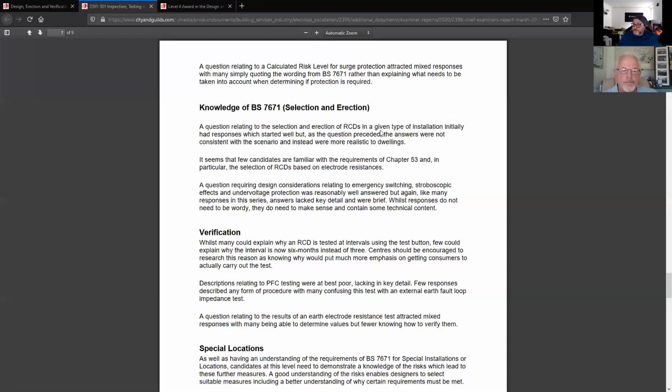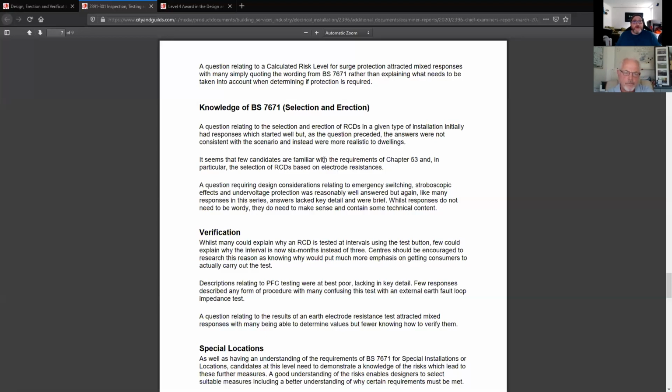Yeah, that's possibly what that's getting at. You only times 5 test an RCD if it's there for the purpose of additional protection under 415.1. So that might be the issue they've had there. They've selected it correctly, but then tested it incorrectly.